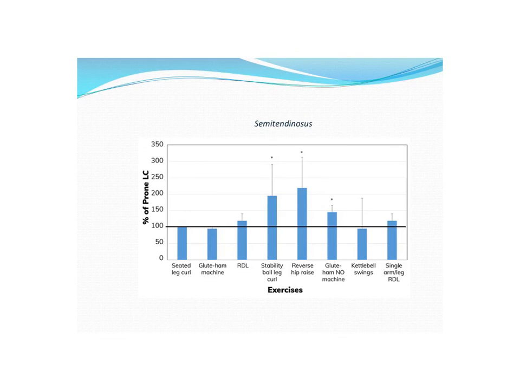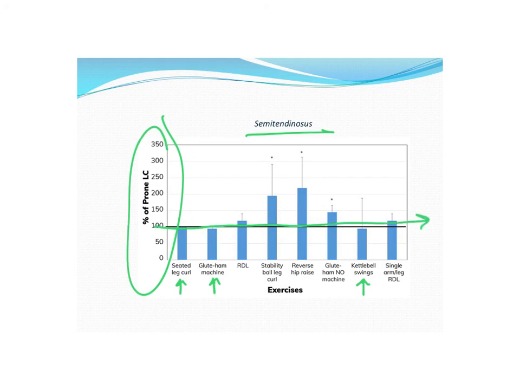Here's another example using the semitendinosus. So you can compare the semitendinosus versus the biceps femoris for different activities. You can see the kettlebell swing is much lower. Oh, actually not too much. You got to look at the units. Pretty high variability for reverse hip raises and stability ball leg curl. But you can see kettlebell swings, glute hams, seated leg curls, actually, they're all almost hitting 100%.